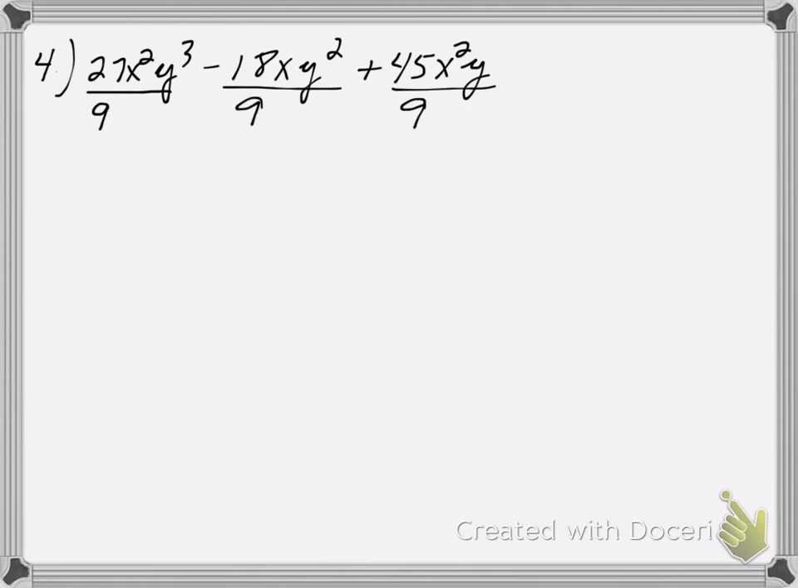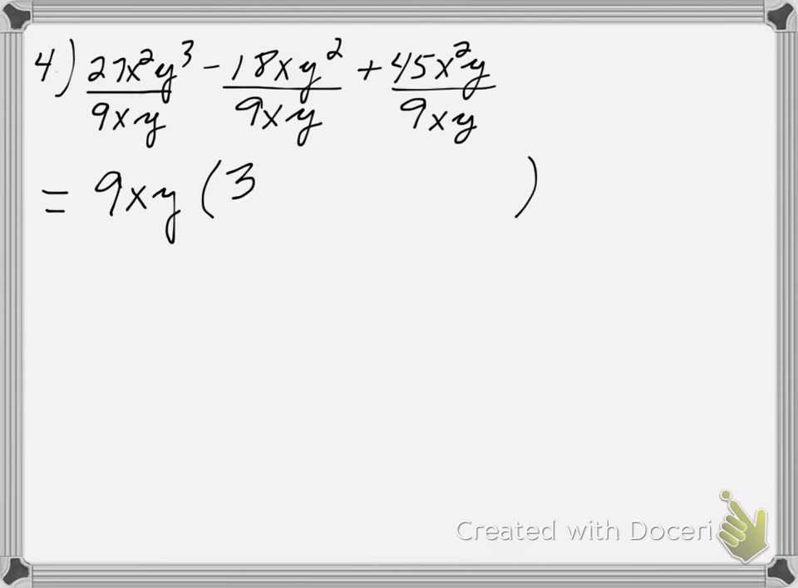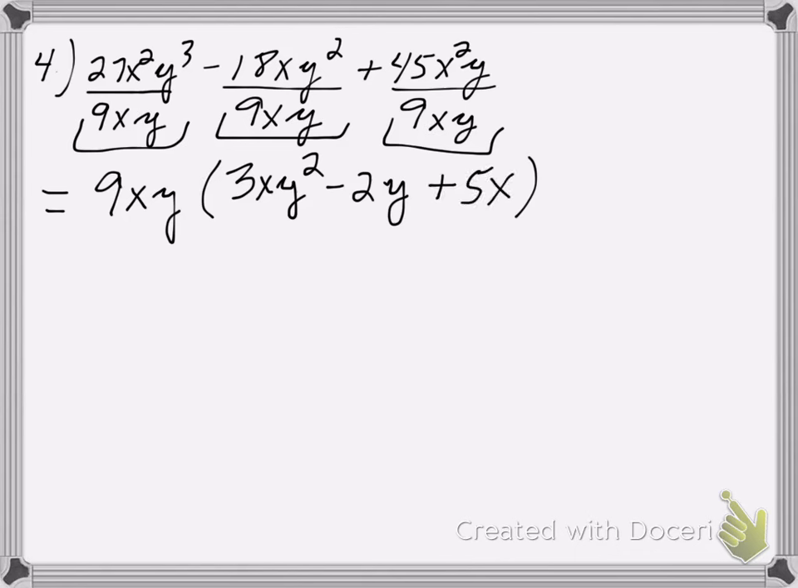Common letters, you can see a common x here. You can also see a common y, and for the y's and the x's both, the smallest exponent would be 1, so that means your GCF is 9xy. I'll come underneath here this time and write it so I'll have room. So write 9xy on the outside of the parentheses. Dividing the first term will give you 3xy squared. Dividing the second will give you minus 2y. Dividing the third will give you plus 5x. And that would be your result on that one.